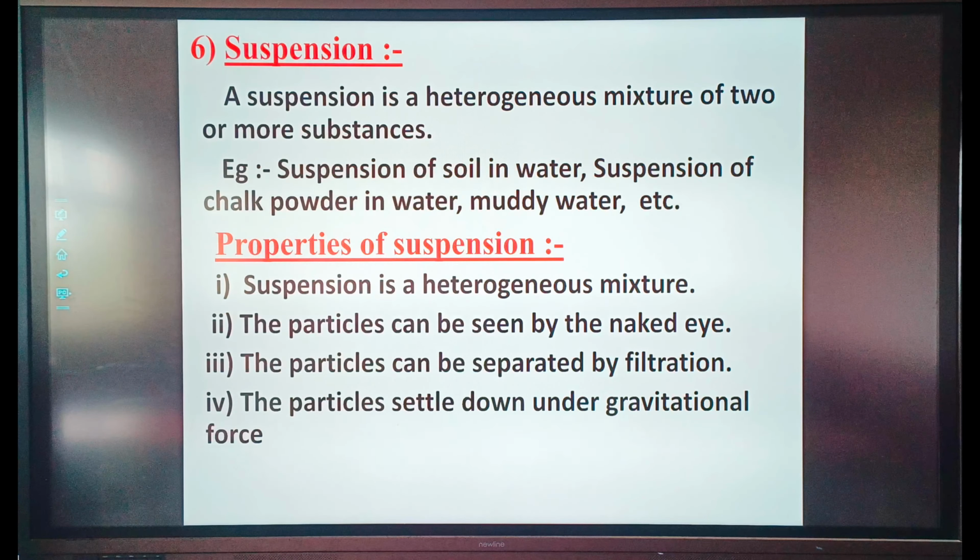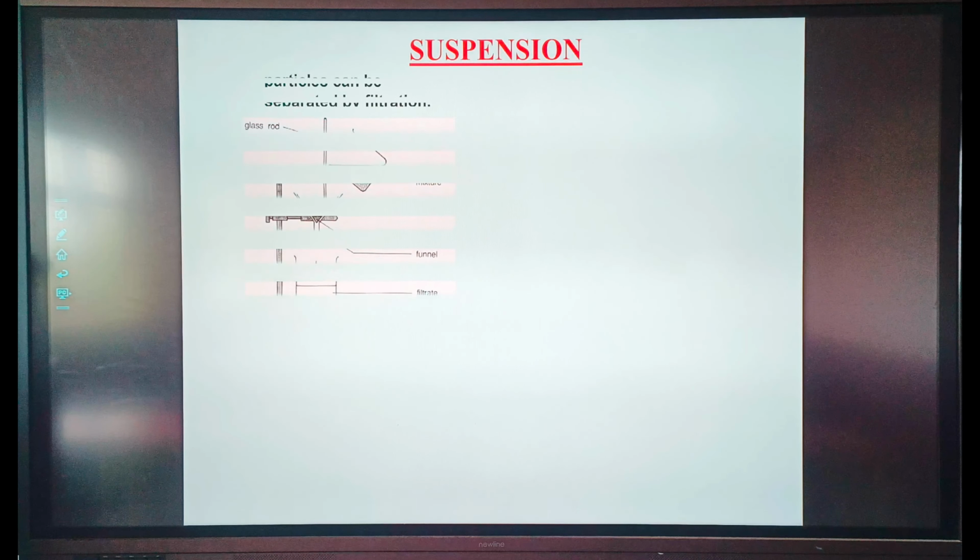Then next we have to see about the suspension. Suspension is also a heterogeneous mixture of two or more substances. Suspensions of soil in water, suspension of chalk powder in water, muddy water, etc. Properties of suspension. Suspension is a heterogeneous mixture. The particles can be seen by the naked eyes. The particles can be separated by filtration. The particles settle down due to gravitational force.